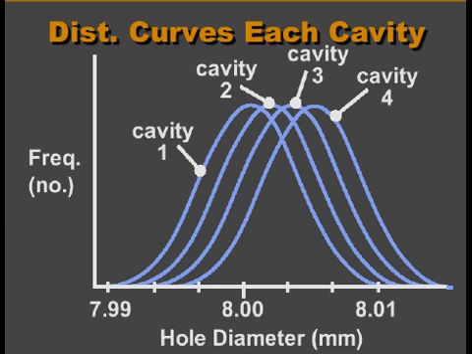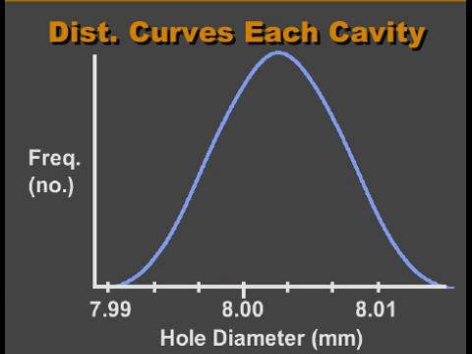The distribution curves are similar, but not identical. They show that there are some differences that must be either in the core pin diameters or in the plastic molding conditions in each cavity. If we combine all the measurements to make a distribution curve for all 4 cavities, we have a curve showing the dimensional control capability of the mold.